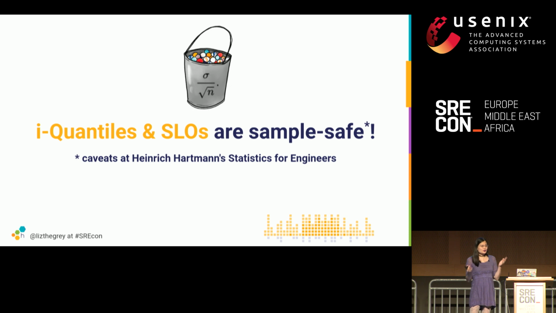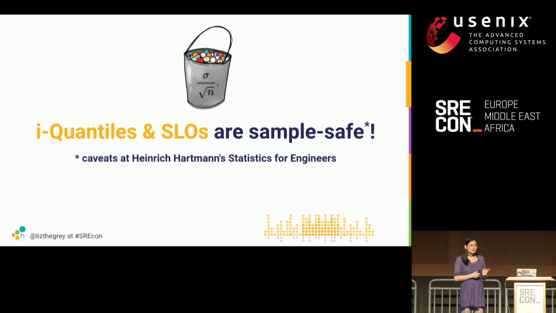What do I mean by an inverse quantile? A quantile means that if you're trying to compute the 99th percentile, you're trying to find a numerical value that 99% of your samples will be below. Conversely, an inverse quantile says if I pick a threshold like 300 milliseconds, what percentage of events are going to fall under that threshold?